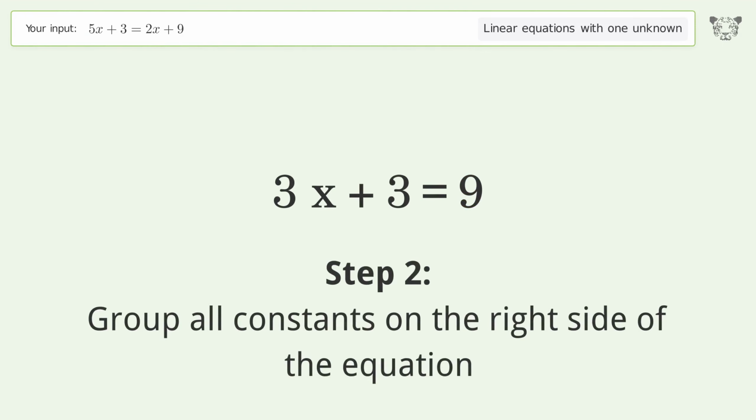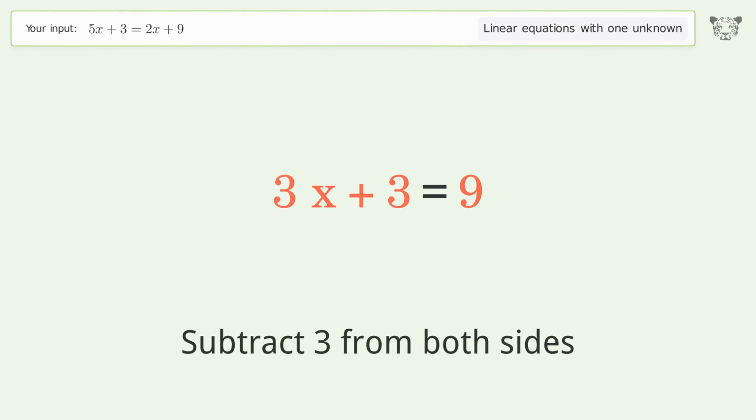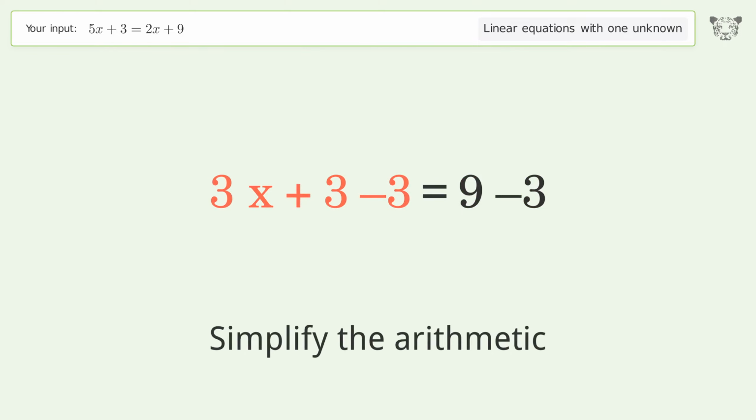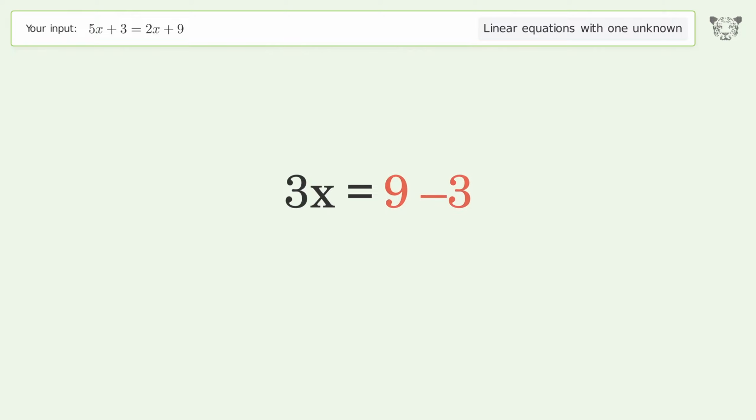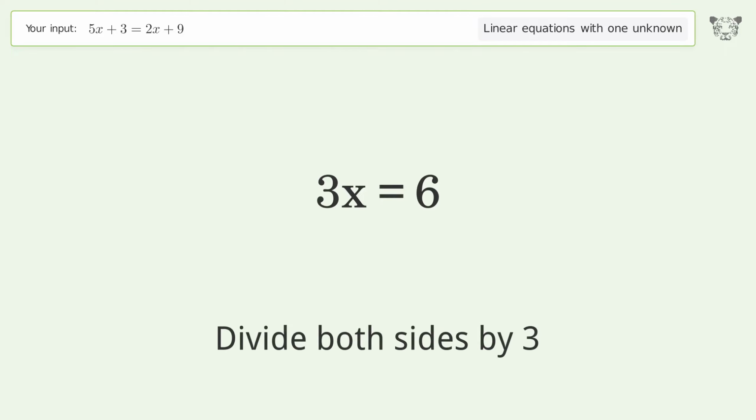Group all constants on the right side of the equation. Subtract 3 from both sides. Simplify the arithmetic. Isolate the x. Divide both sides by 3.